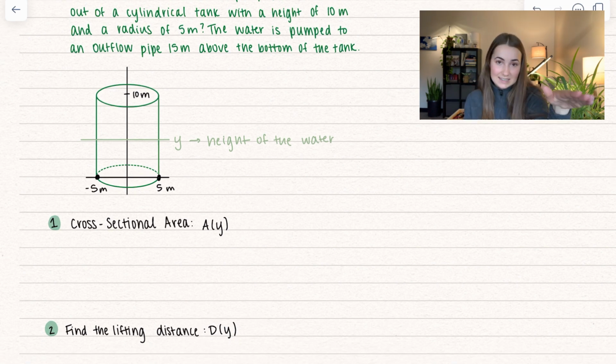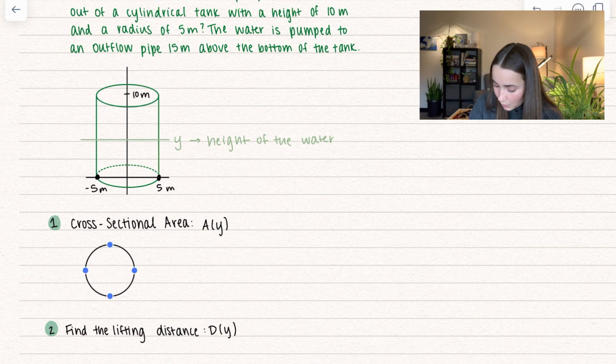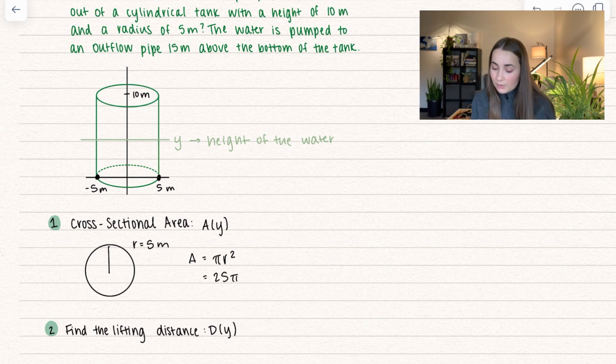So first, let's go ahead and talk about a cross-section. If I literally sliced it and took a slice of it, we would have a circle, right? And so we know some things about the circle. We know that the radius is equal to 5 meters. And so here we can find the area of the circle. We get pi r squared. And so here we would get 25 pi. So here we found our cross-sectional area A of y. The reason that it's A of y is because sometimes it's going to be a function of y. In our case, the area across the whole thing doesn't change. It's always going to be 25 pi. So ours is just a constant.